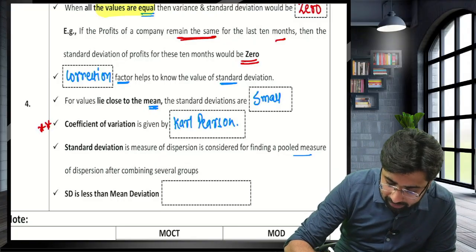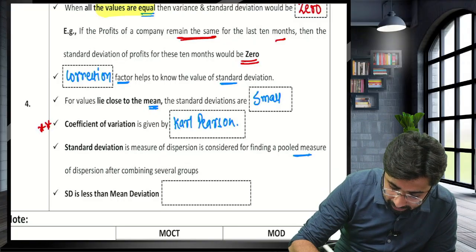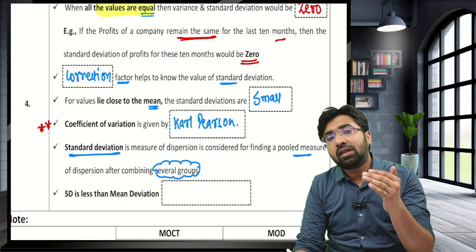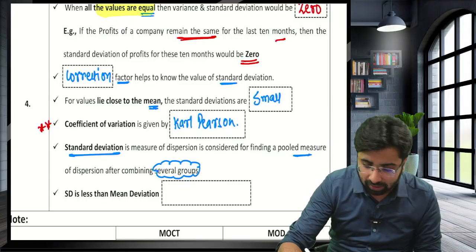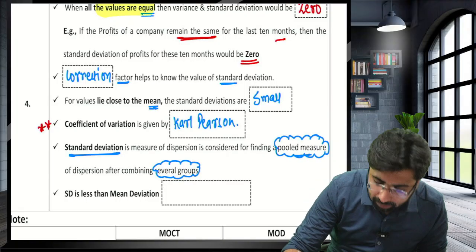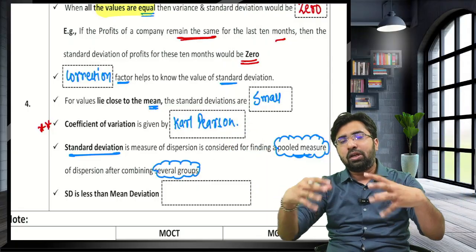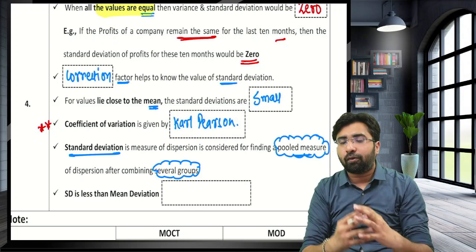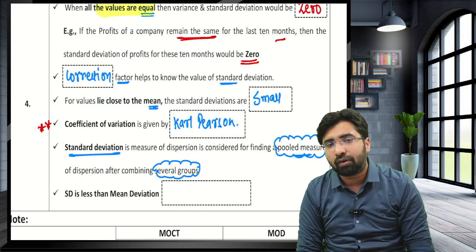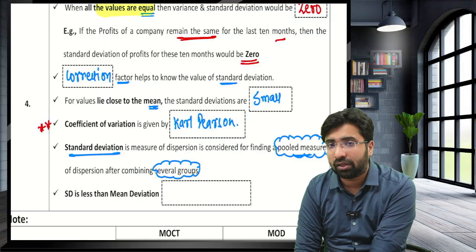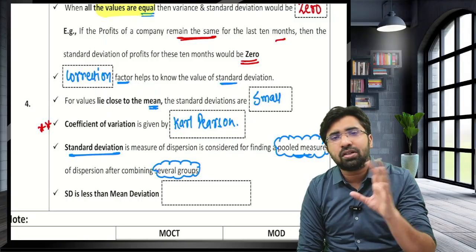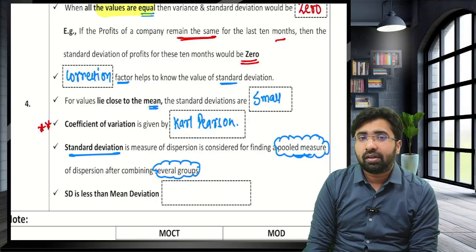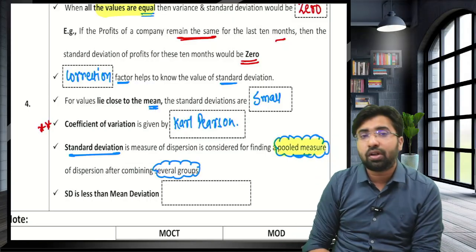Standard deviation is the measure of dispersion that is considered in finding the pooled value. If we have several groups, can I combine them with a formula? Standard deviation is the only one which has a combined standard deviation formula. So we also say this is the pooled measure. Why pooled measure? Because if we pool certain groups into one big group, we can find the grouped standard deviation, like we have formulas for the combined mean for arithmetic mean, geometric mean, and harmonic mean. Out of all the measures of dispersion, only standard deviation has the formula for the combined standard deviation. That's why this is also known as the pooled measure of dispersion.